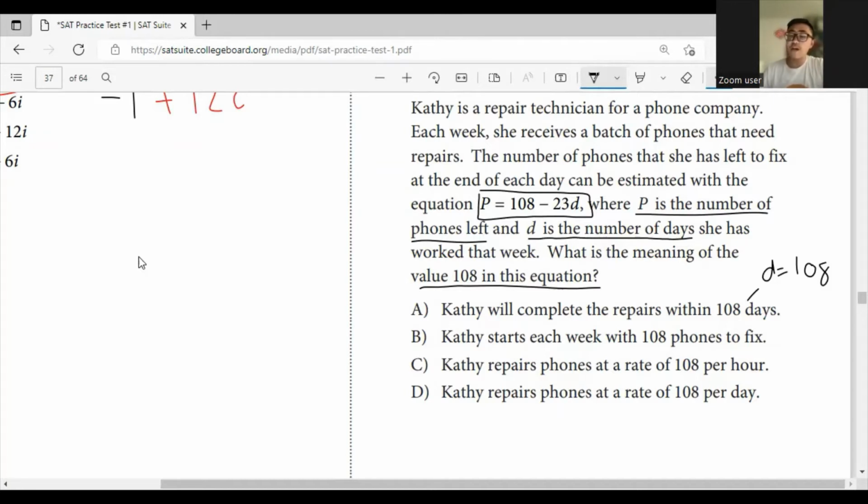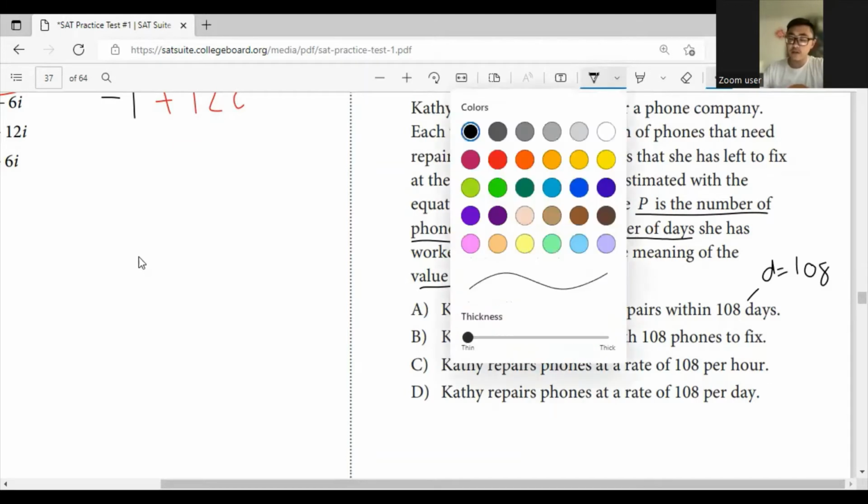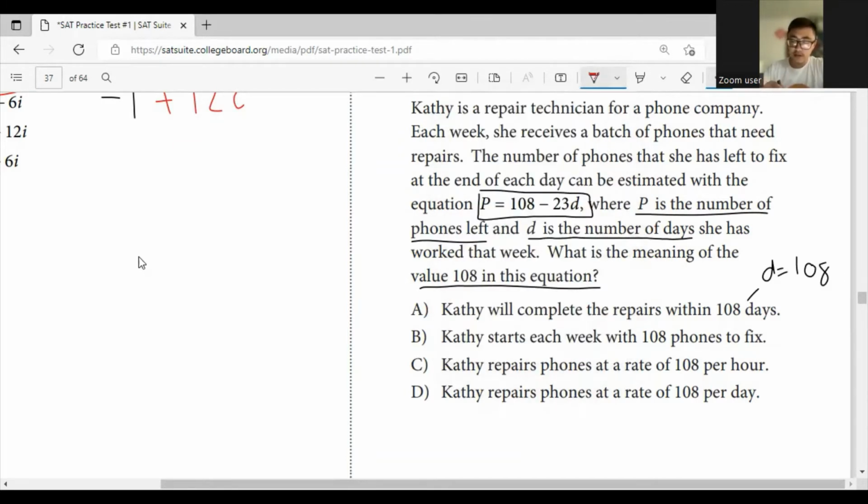You can't have a negative number of phones, so it doesn't make sense. So let's cross that out. Kathy starts each week with 108 phones to fix. That seems right, because when we start, we have 108 phones to fix, and then in one day we fix 23 phones, and another day you fix another 23, and so on. You just keep fixing a certain amount of phones.